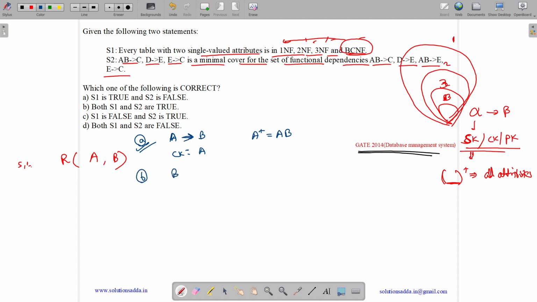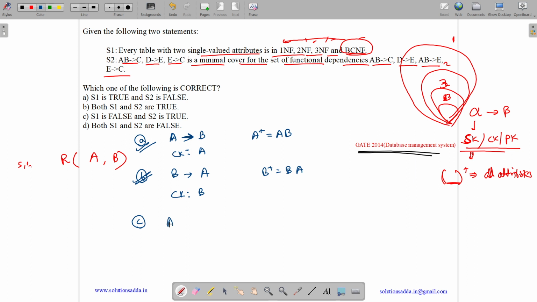What is the second case? The second case we can have is B determines A. Similarly, B closure will determine A and B both. So B is our candidate key, or you can say super key. And in this functional dependency, B determines A, the left hand side is a candidate key. So it is in BCNF.